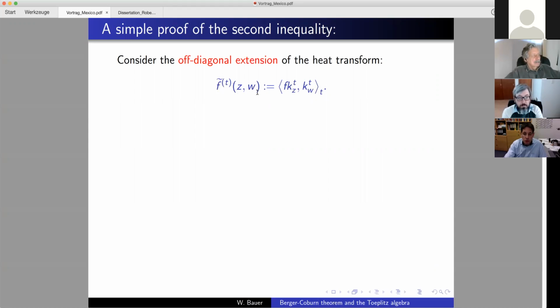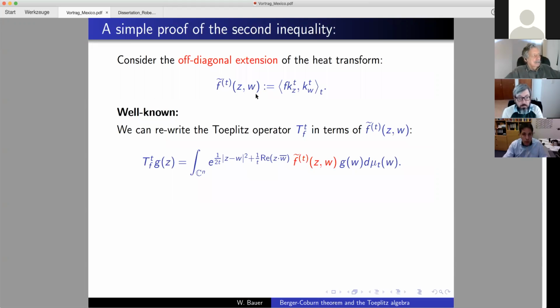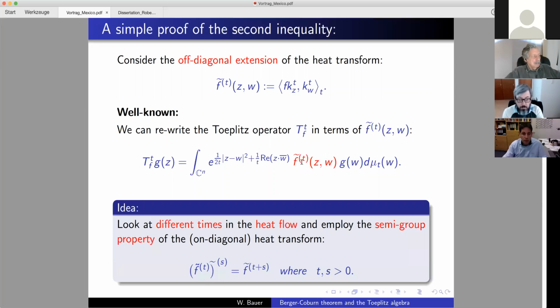What is well known is that you can rewrite the Toeplitz operator as an integral operator where this function actually appears. So it's part of the integral kernel. And this is the formula which you can check. This is the formula for the Toeplitz operator, where instead of f, you put in the heat transform f twiddle at time t. And now the idea is we can try to change this t to some s, some earlier, smaller parameter, and see how these functions are somehow related.